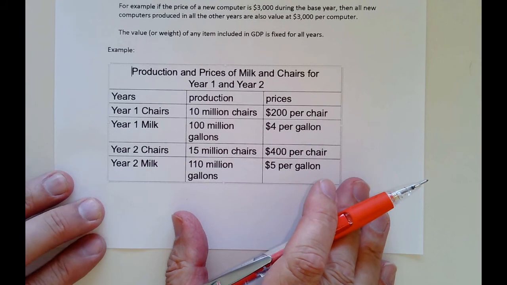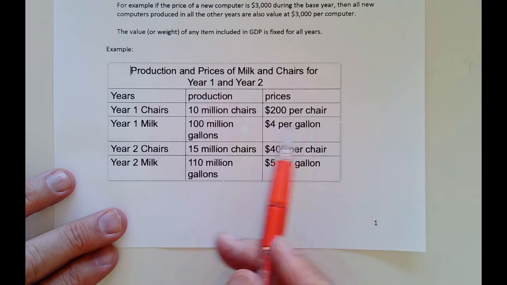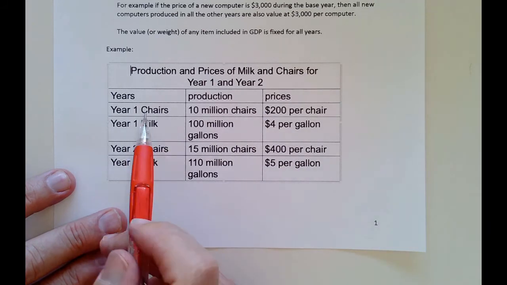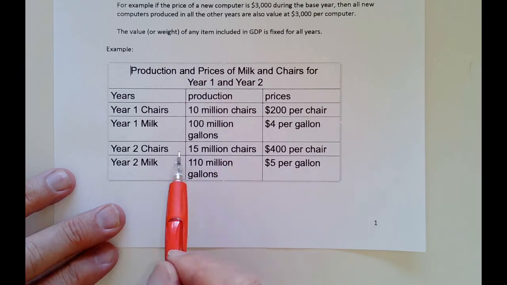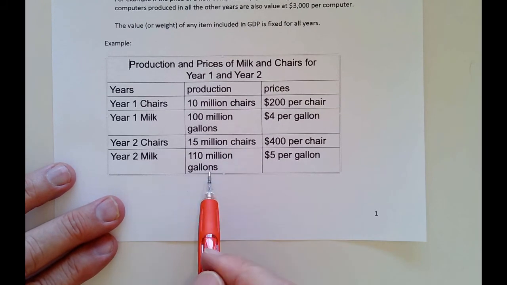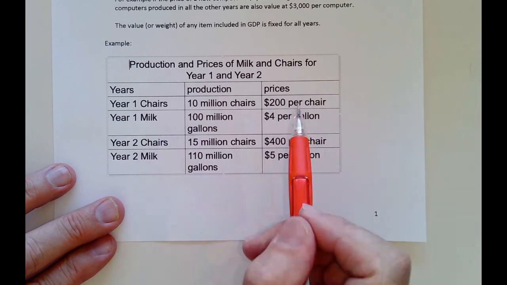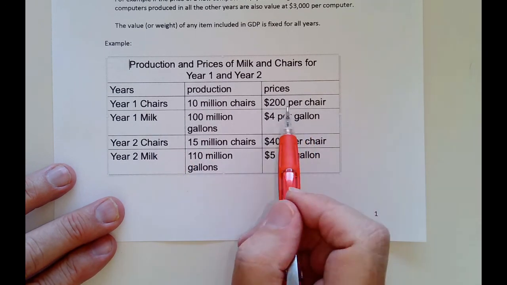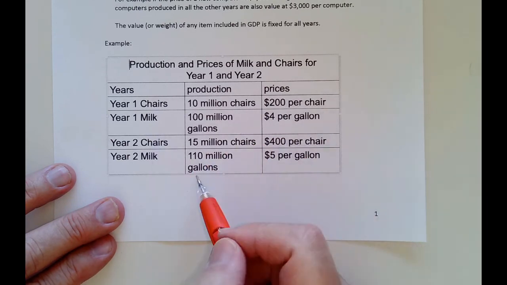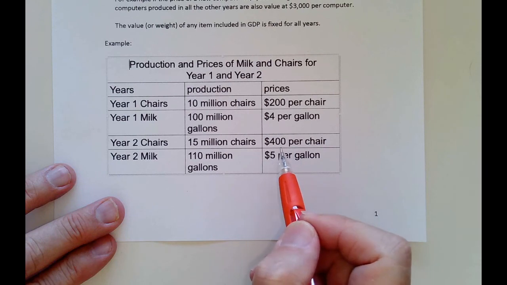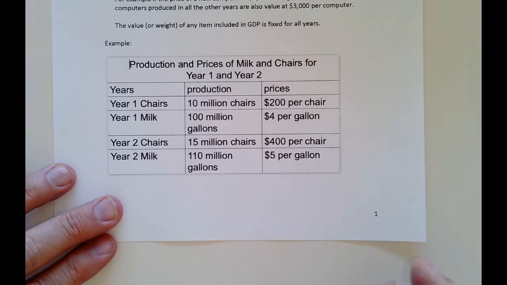An example of that would be down here, and this could be a question on an exam. So what I could do is give you two goods, say chairs and milk, and I'll give you some production numbers. So in year 1, whatever year that is, doesn't matter, we have 10 million chairs and 100 million gallons of milk. Year 2, we had 15 million chairs and 110 million gallons. And here are the prices that existed in each year. In year 1, each chair had a price of $200, and each gallon of milk was $4. Year 2, each chair was now $400, and the price per gallon is $5. And again, all these numbers I simply made up.